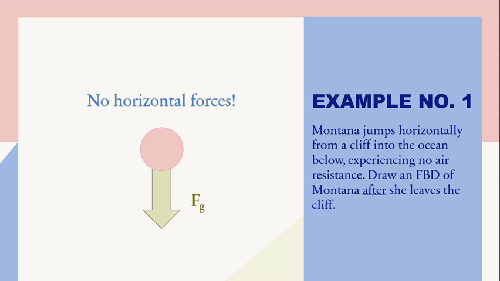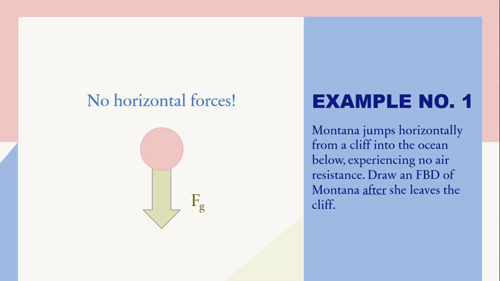But then why is she moving horizontally? When Montana jumped off the cliff, she pushed on the ground and the ground pushed back, causing her to move horizontally. However, since no horizontal forces act on her while she's in the air, she cannot accelerate horizontally and so will maintain her horizontal speed. We know this to be true because of Newton's first law. Objects in motion maintain their motion unless acted upon by an external force.